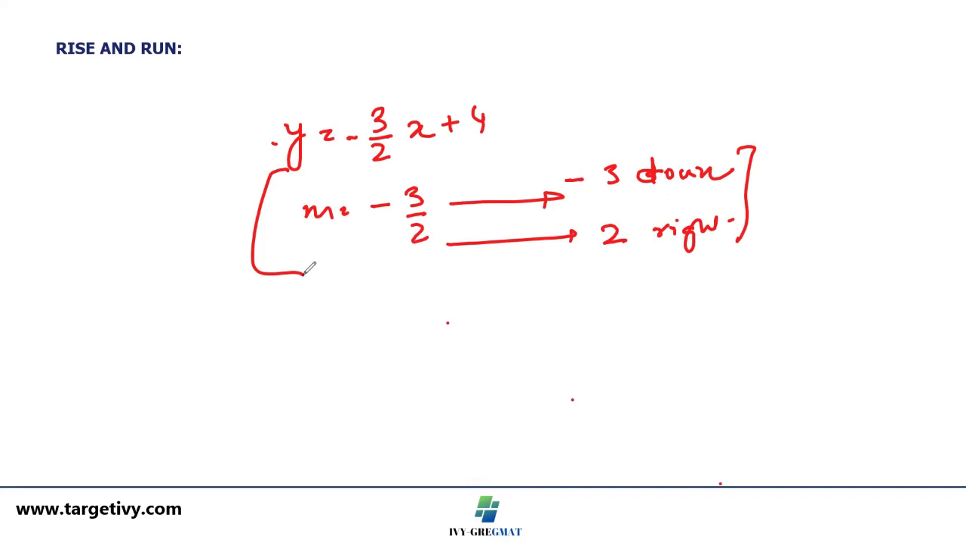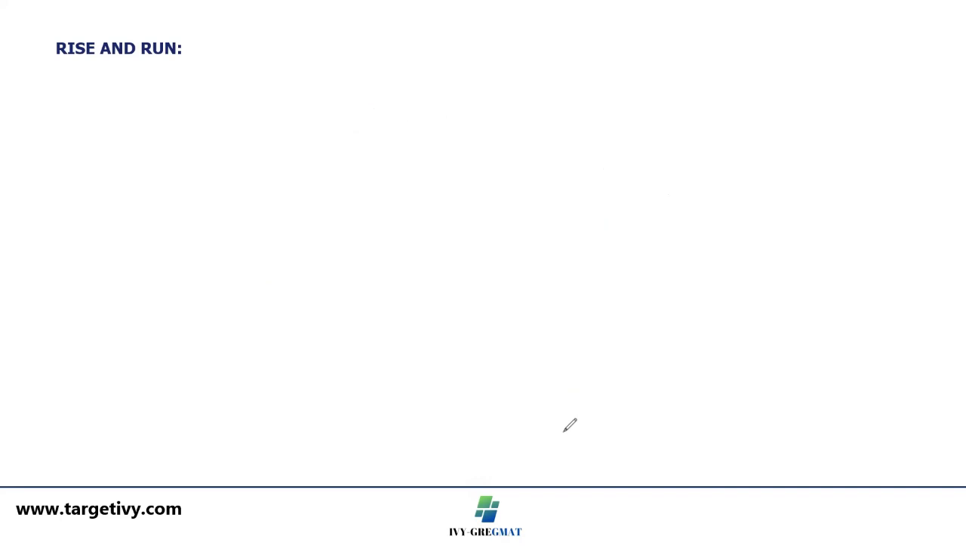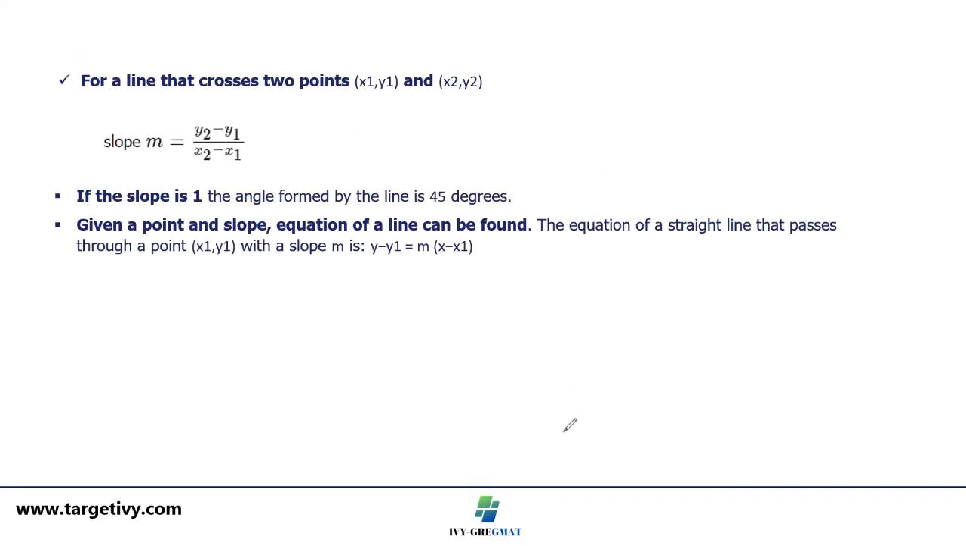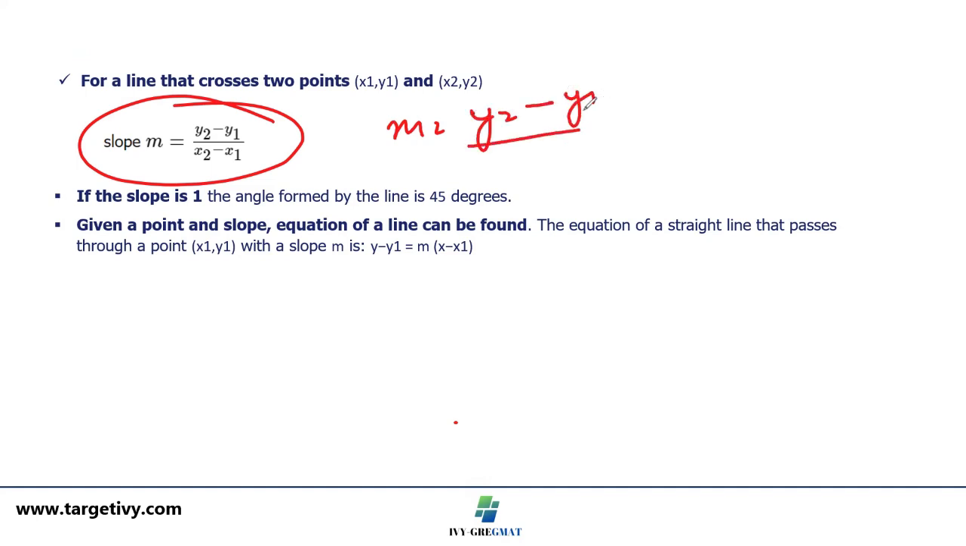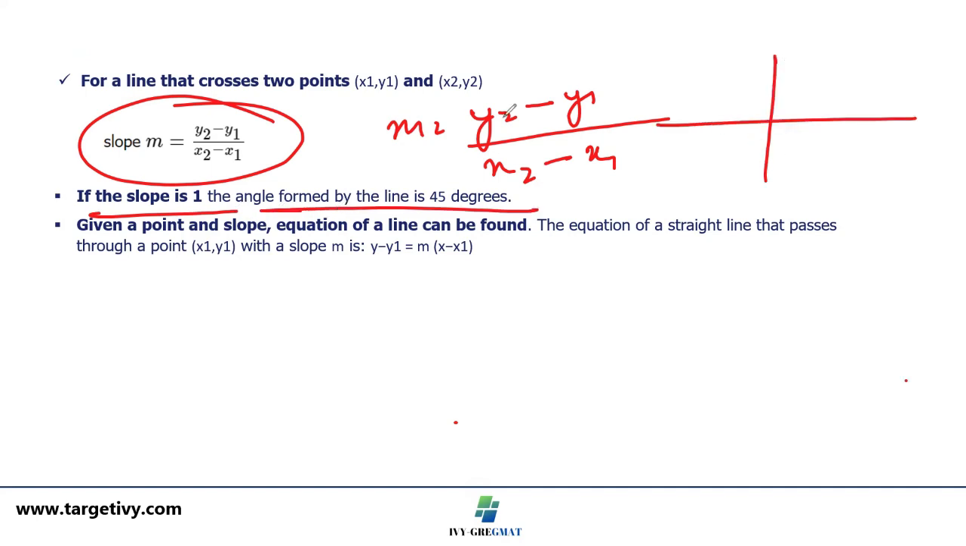So the rise and run will come up again and again. So that's going to be haunting kind of a thing. So it's going to bother us. So the slope m, let's recapitulate here. Slope m is equal to y2 minus y1, that means the rise, by the run, x2 minus x1. If slope is 1, the angle formed by the line is 45 degrees. So if the slope is 1 in any equation, y is equal to x plus b, that means m is 1, then this line will be at 45 degrees. Not necessarily like this.